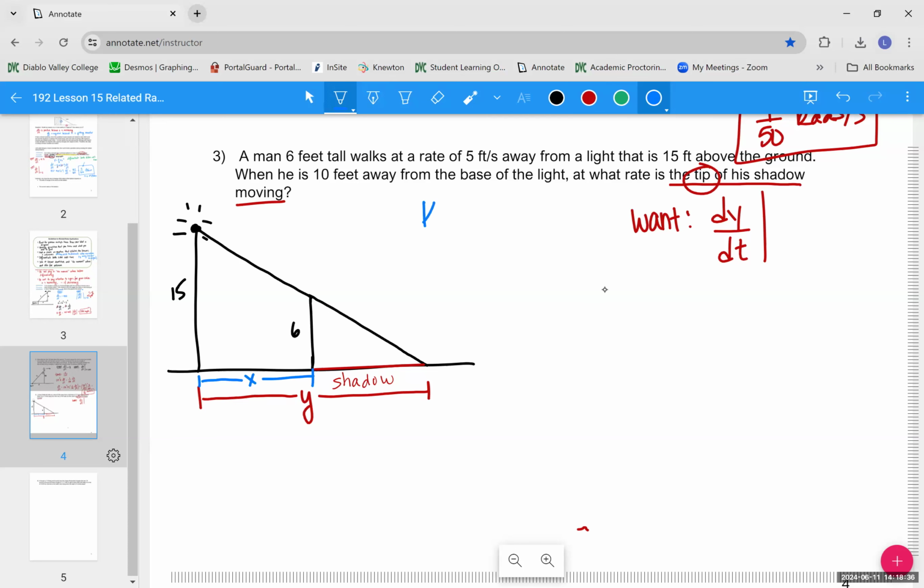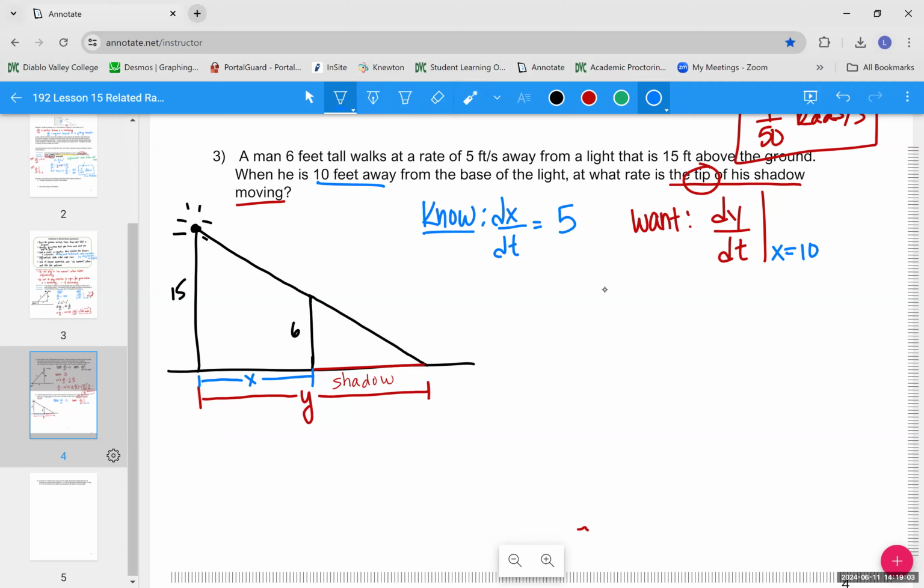That means that we know that dx/dt is, is it positive or negative 5? If he's walking away from the light, then the x is getting bigger, so it would be positive. And we want to know all of these things at the moment when he is 10 feet away, so that would be when x is 10.